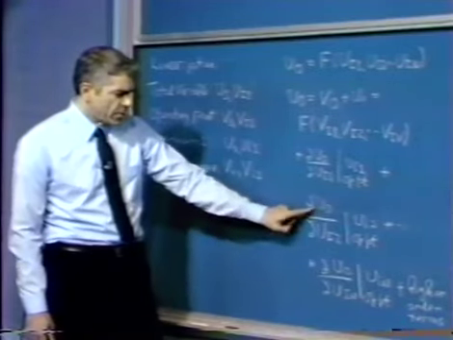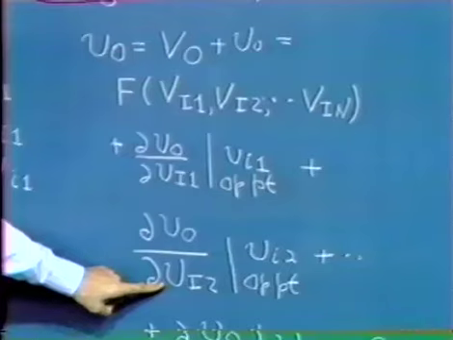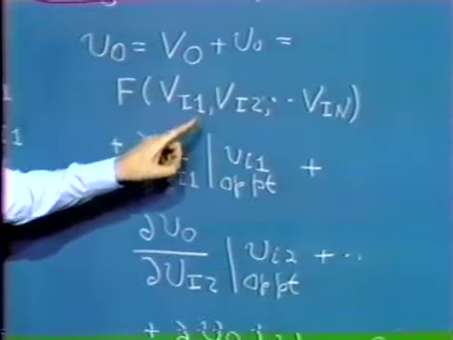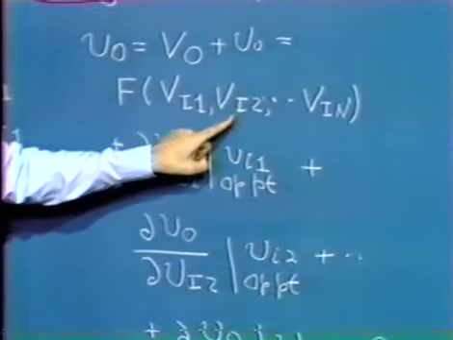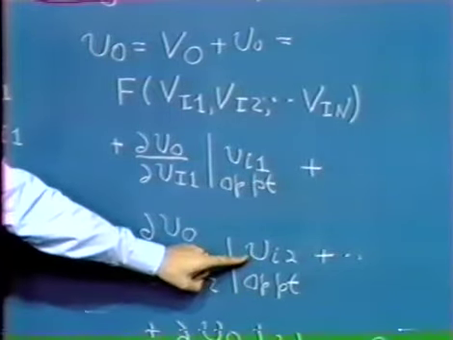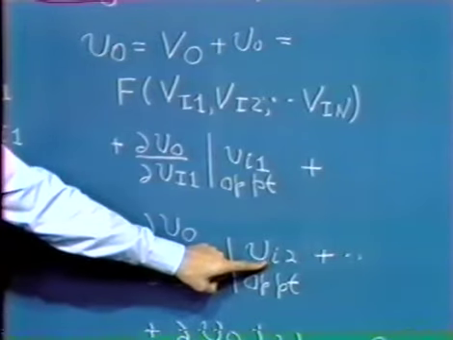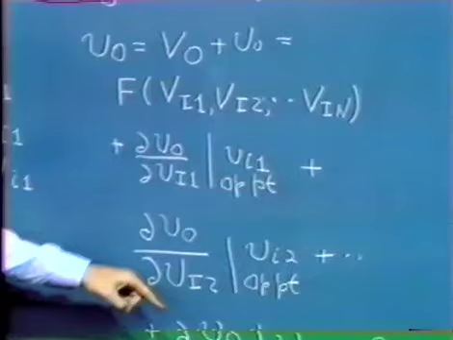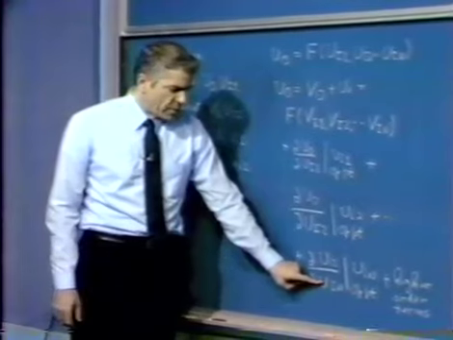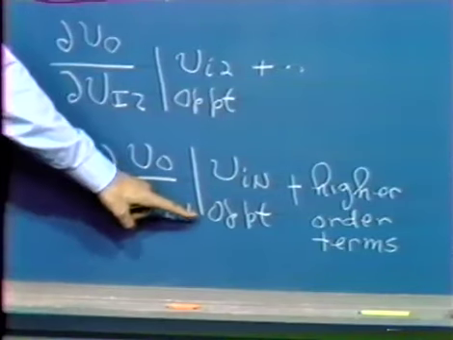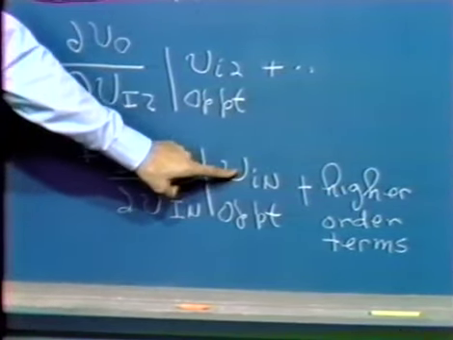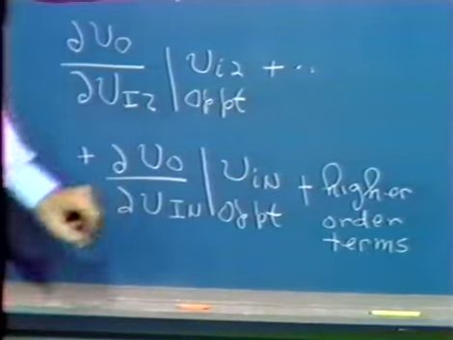We take the derivative of the output with respect to the second input variable, evaluate that once again at the operating point, at capital VO or at capital VI1, VI2, and so forth. We evaluate this partial derivative at the operating point, multiply the resultant number by the incremental change in the second input variable, and so on. Finally, we get to the derivative of the output with respect to the nth input variable, evaluated once again at the operating point, and then multiply that coefficient by the incremental change in the nth input variable.